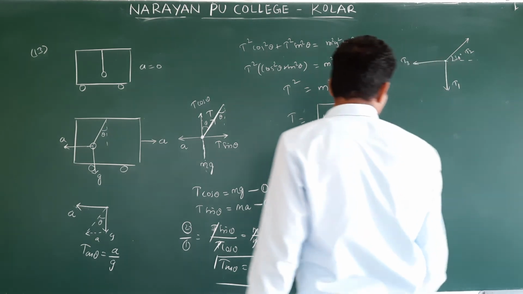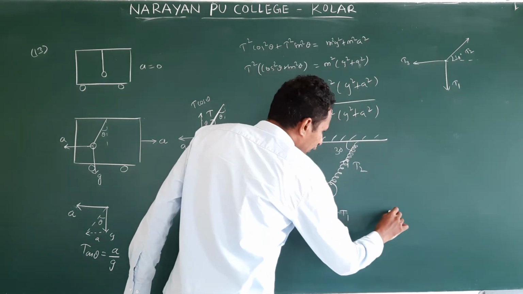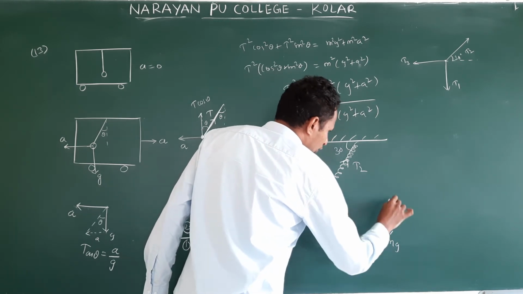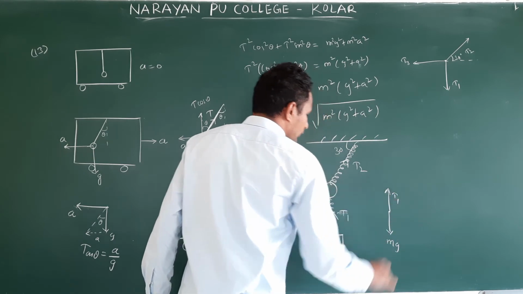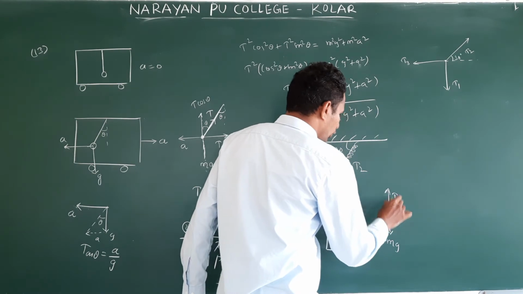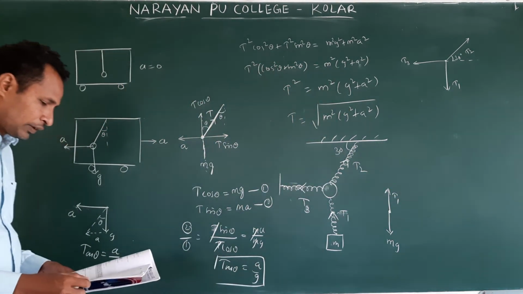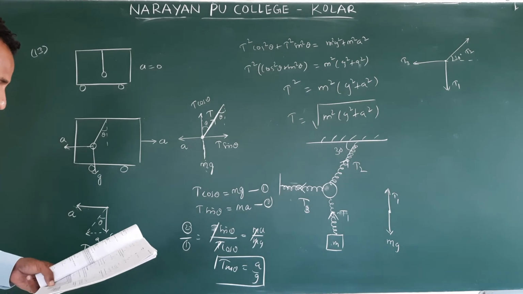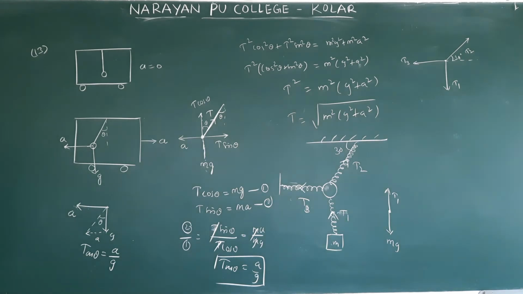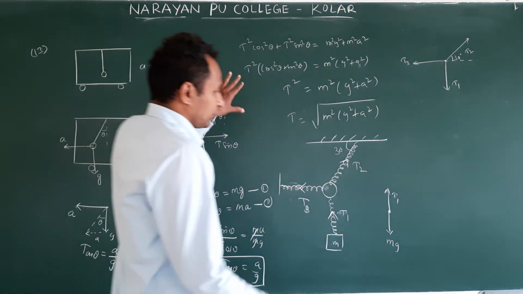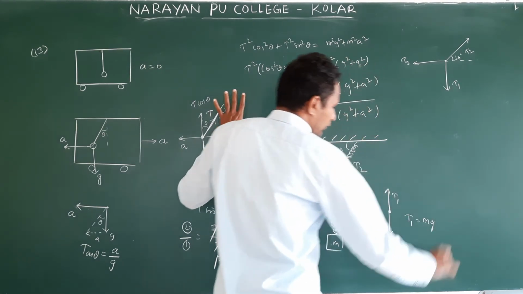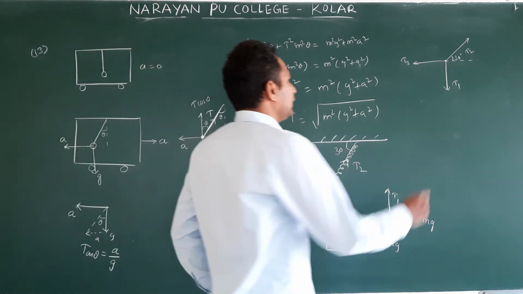Free body diagram for M, how do we write? Weight acts downwards, tension acts upwards. It is in equilibrium, which means no acceleration, which means the upward forces are equal to the downward forces. Right? Now we will try to find T1, T2 and T3. Clear? Now from this equation, upward force is equal to downward force, so T1 is equal to mg. First we got that.